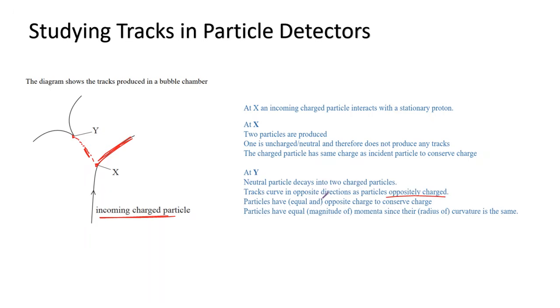Particles have equal and opposite charge to conserve the charge, of course, because the total charge before was 0, the total charge after must also be 0. Now, particles have equal magnitude of momenta since their radius of curvature is the same. I showed this previously. So do you remember the equation for momentum of a charged particle in a magnetic field? It's p equals BQR. By eye, you can clearly see these two tracks have the same radii of curvature, so they must have the same magnitudes of momentum.